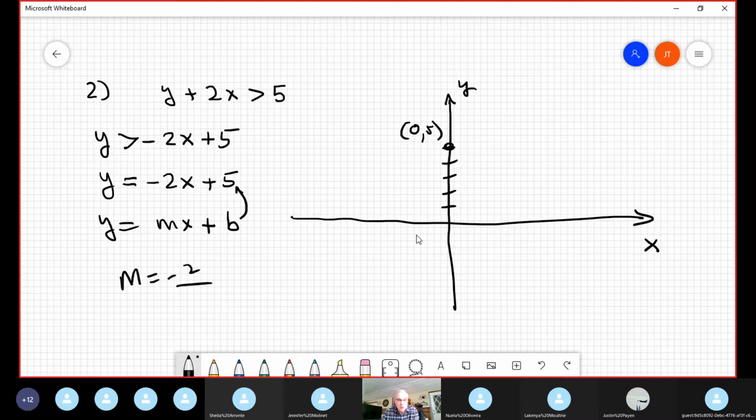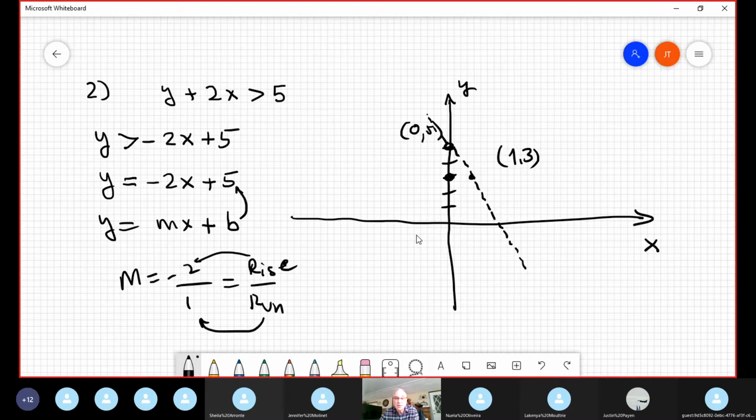Slope is negative 2 over 1, rise over run, exactly the same thing we were doing before. Run is 1, rise is negative 2, and negative 2 is down 2 units. So 5 minus 2 is 3. One to the right, and we get this point. The point, by the way, is 1,3. And now we're connecting, but we're connecting by a dotted line.